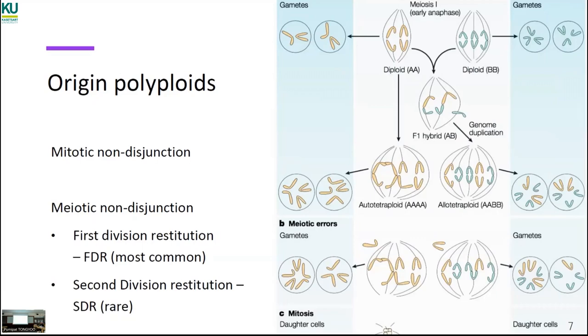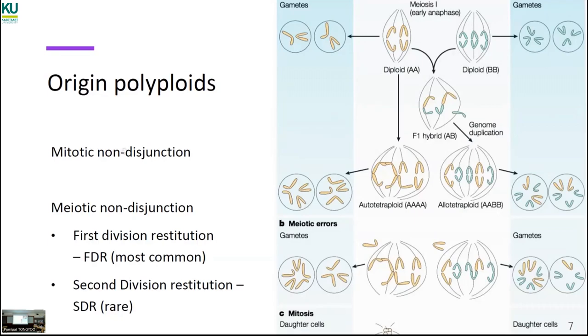In meiosis, you can have non-disjunction as well. Now, let's see here in this example, if you have two related but different species, one with two chromosome pairs and one with three chromosome pairs, the gametes have half the numbers, and you get here an F1 hybrid, which has five chromosomes. It is very unbalanced, it's very unhappy, it is very unstable. And one way to escape from the problems is just by genome duplication. And you get the so-called allotetraploid individual. Or if you start with a diploid, like with the AA genome, you can go right away to autotetraploid, and you also can escape from all the problems that may occur.